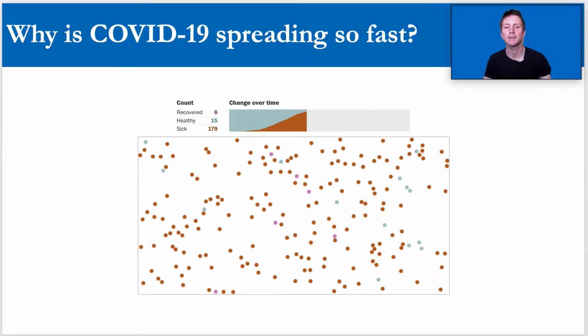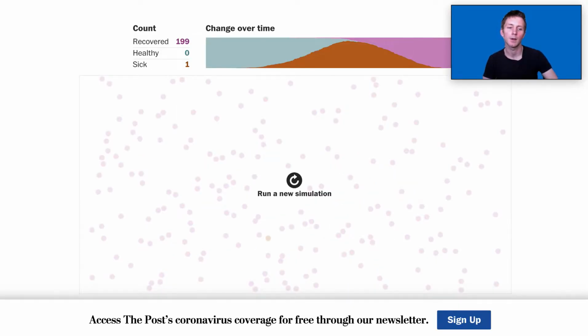So why do diseases like COVID-19 grow exponentially? Well, here's a really nice illustration in the Washington Post. There's a link in the slides that accompany this talk. You can go there and have a look yourself. I'm going to take you there now. What the Washington Post have made here, and it's really nice, is a very simple individual-based model. We'll talk about those in a bit more detail later.